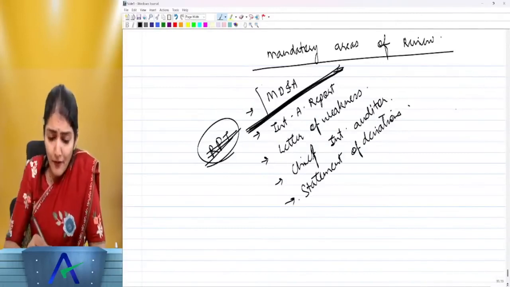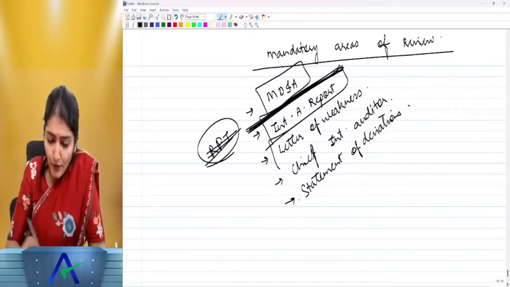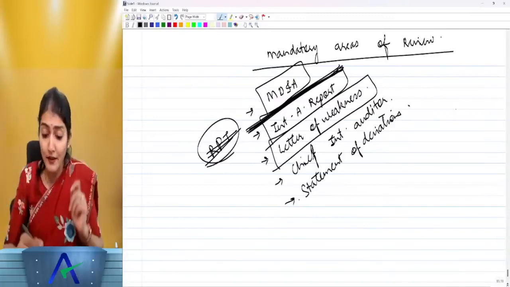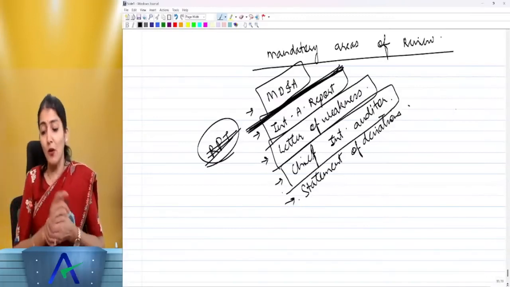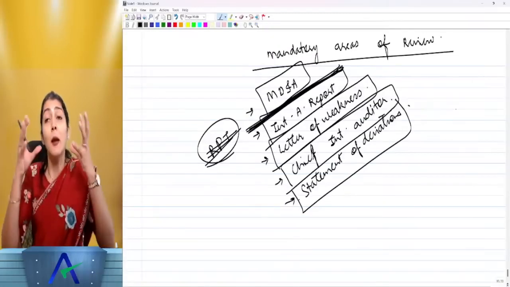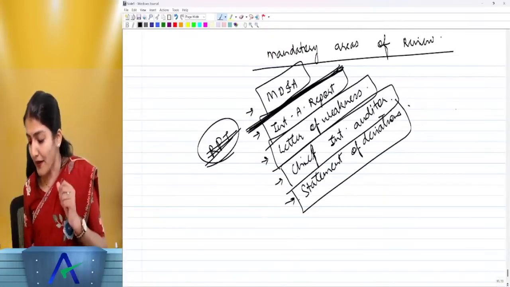Okay, so contents of MD&A, internal auditor's report, letter of weakness issued by the statutory auditor, appointment, removal, and terms of remuneration of the chief internal auditor, and also the statement of deviations. These are the mandatory areas of review by the audit committee.